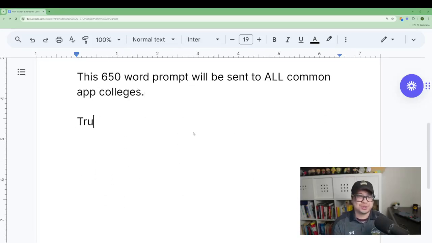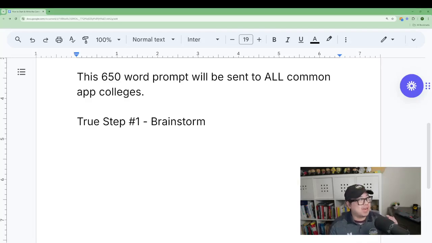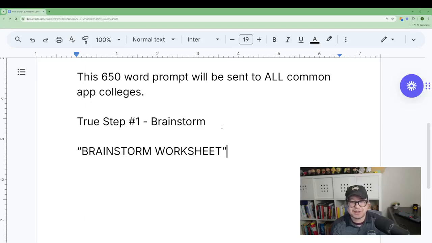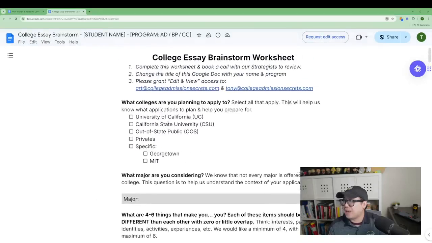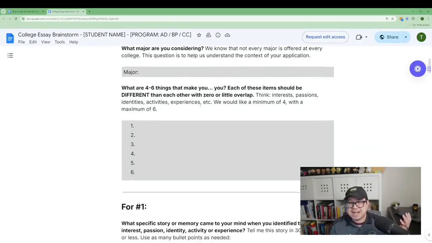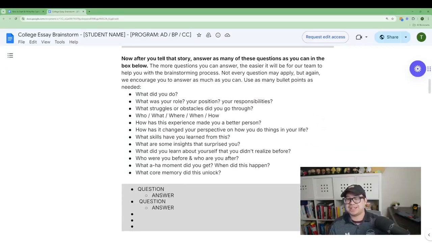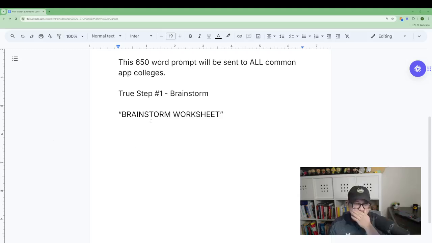So our true step one is to brainstorm. We want to figure out what it is that we want to talk about. We have a little brainstorm worksheet that our students work on. If you want the worksheet, text or email me the words brainstorm worksheet, and I'll send it over, but I'm going to give you a little sneak peek of what we have our students do. We have our students think of what topics they want to talk about, and for each one, we give them a bunch of questions to think about as well. So let's run through it together so you know what it looks like.